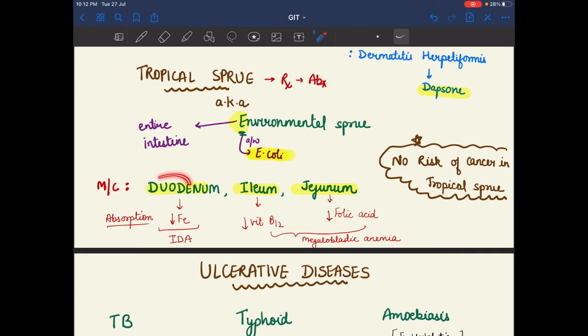As we know, iron is absorbed from the duodenum, so if it is affected then iron absorption decreases. From the jejunum we have folic acid absorption, so if the jejunum is affected there is decreased folic acid absorption. From the ileum vitamin B12 is absorbed, so there is also deficiency of vitamin B12. If there is B12 and folic acid deficiency we call it megaloblastic anemia, and if there is iron deficiency anemia we call it microcytic anemia. So there is an absorption problem of iron, B12 and folic acid. And as I already told, there is no risk of cancer in tropical sprue, but there is risk of cancer in celiac sprue.